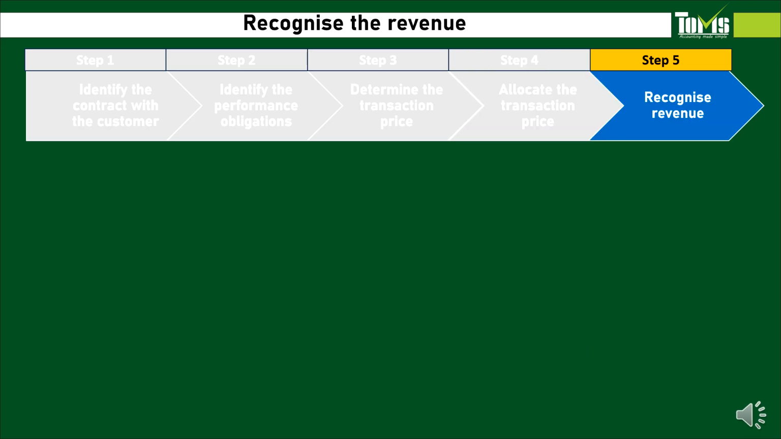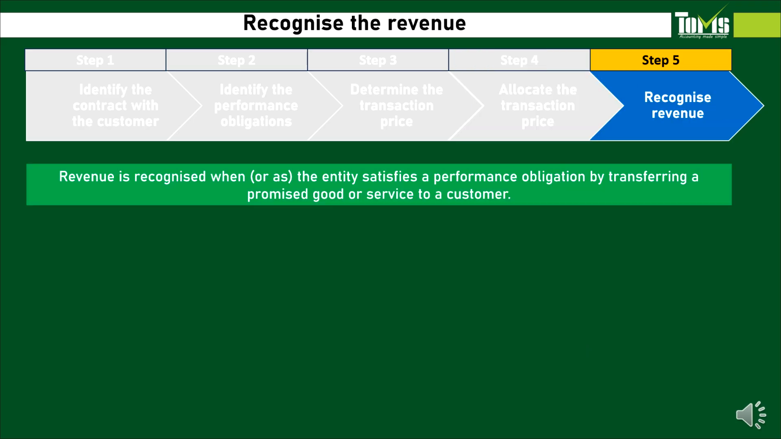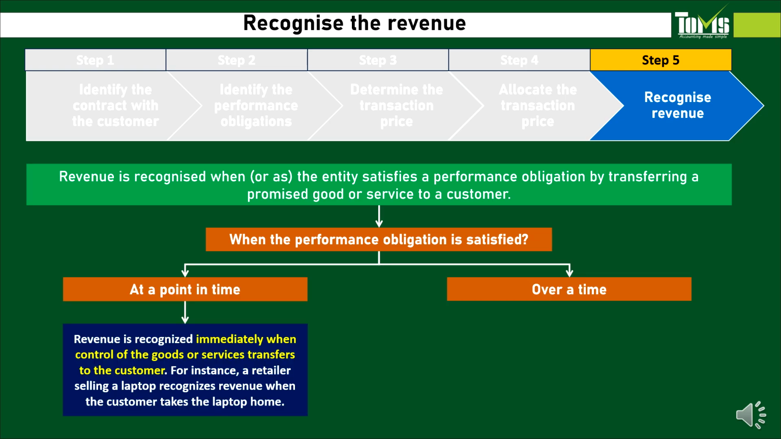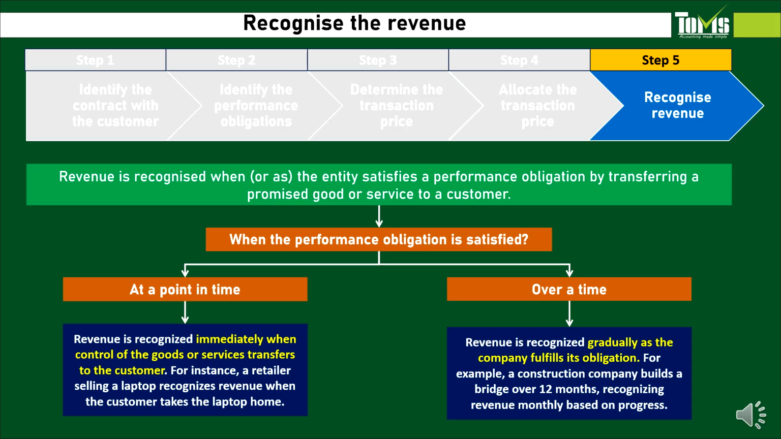Step 5. Recognizing revenue. Revenue is recognized when, or as, the company satisfies a performance obligation. There are 2 ways to recognize revenue. At a point in time, when control is transferred immediately, for example, buying a laptop from a store. Over time, when the company delivers the service over a period, for example, a construction company building a bridge.